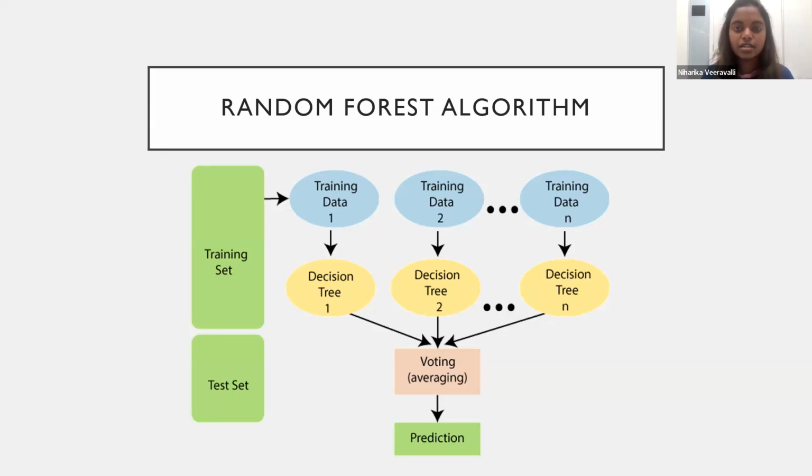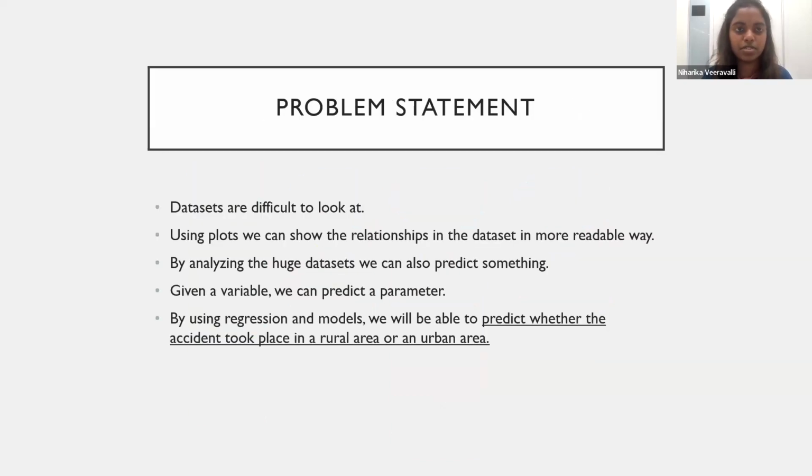So we train the data in multiple subsets, and we create the decision trees. Based on the decision trees, we take the average of the votes. So that is how prediction is done in a random forest algorithm. So I use this algorithm on my problem statement.